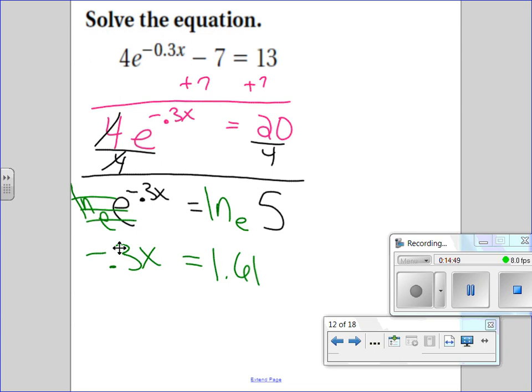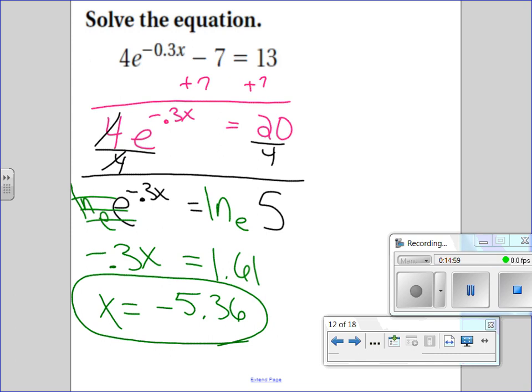All right, and then I just hit divided by negative 0.3 to finish off the problem. Negative 5.36. Is that what you guys got? Remember that. Yeah, it's right. Looked in the book.